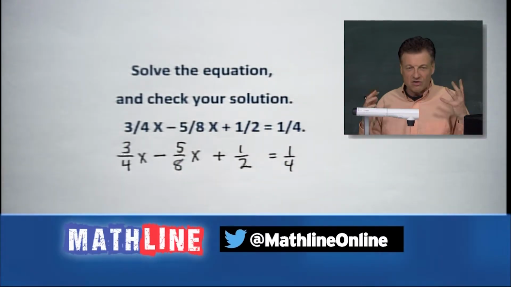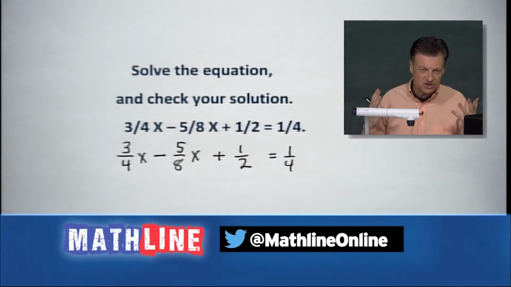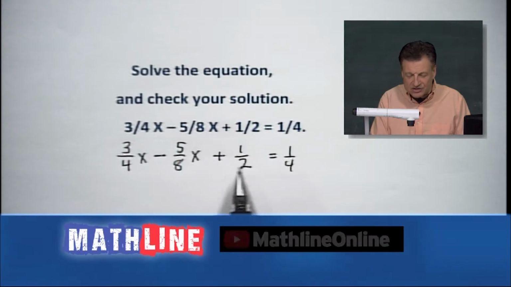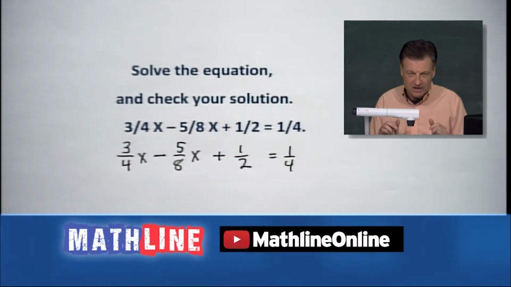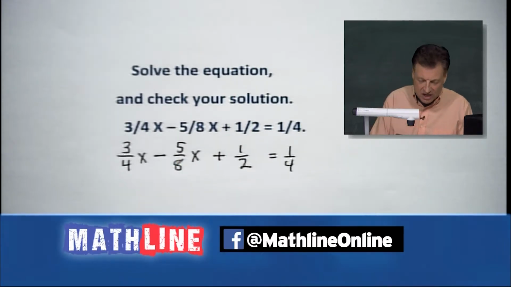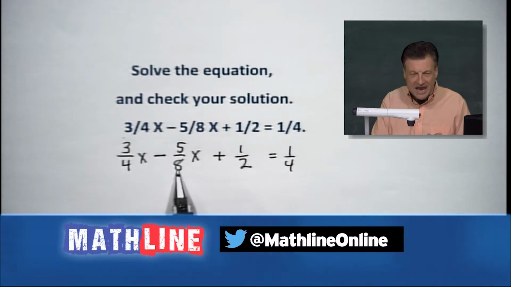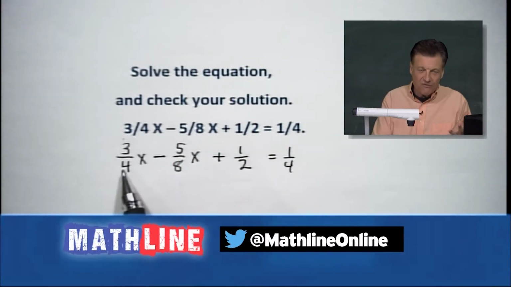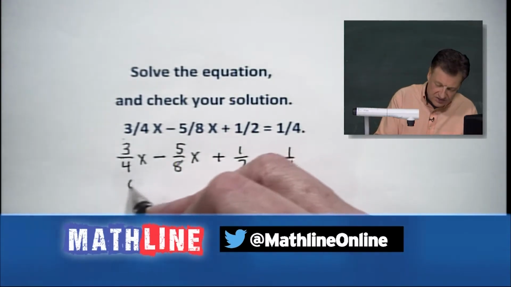Now, some of you get all misty-eyed with fractions. I know. But look at these. 4, 8, 2, and 4. They're easy to work with because we're going to be looking for some common denominators. First of all, let's put these two guys together. We need a common denominator. 4 and 8, it's easy. Double the 4, you got your 8. So you're going to be 6/8 x.